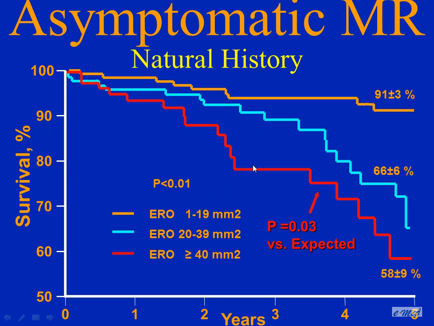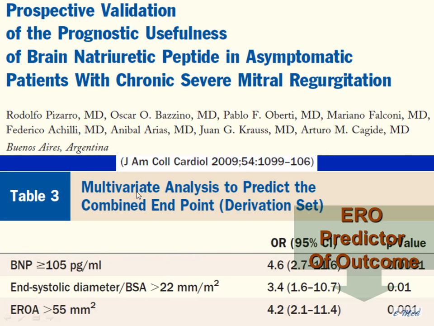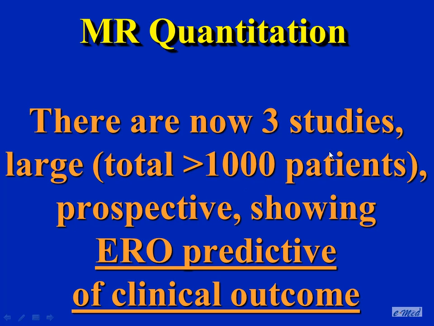And this data that we published were confirmed in a study from Korea, where the effective regurgitant orifice was predictive of outcome, and was confirmed in a study from Argentina, which showed that the effective regurgitant orifice was predictive of outcome. So there are now 3 large studies showing that the effective regurgitant orifice is predictive of outcome.